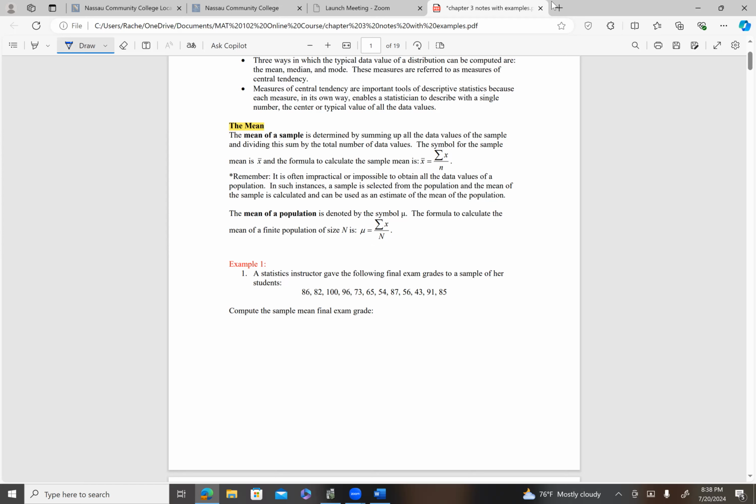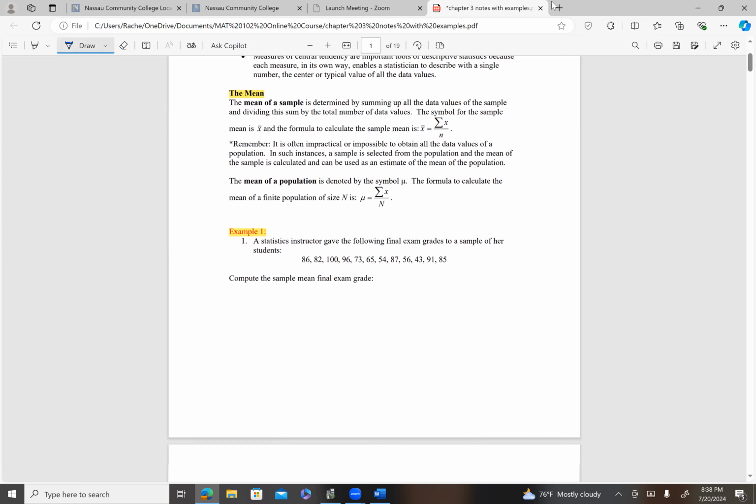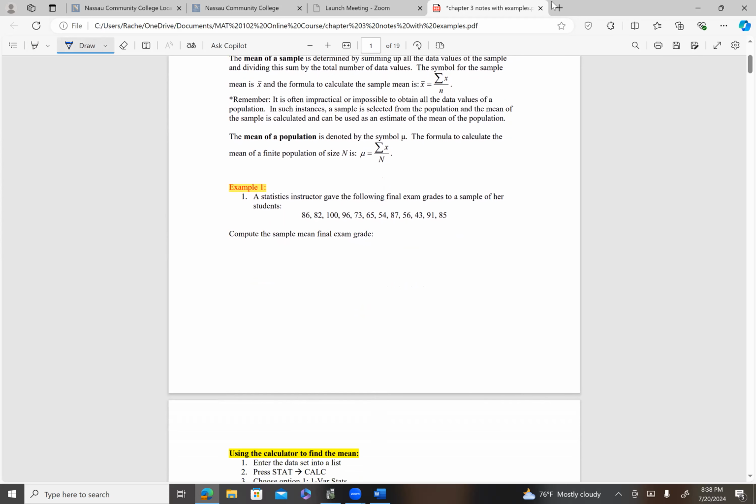So let's do an example. Let's look at example 1. Example 1 says, a statistics instructor gave the following final exam grades to a sample of her students. And there's the sample of grades. Compute the sample mean final exam grade. So I want to calculate X bar for this sample set.